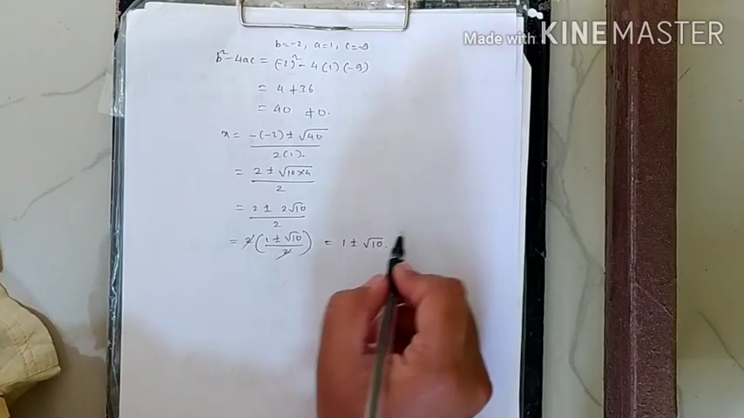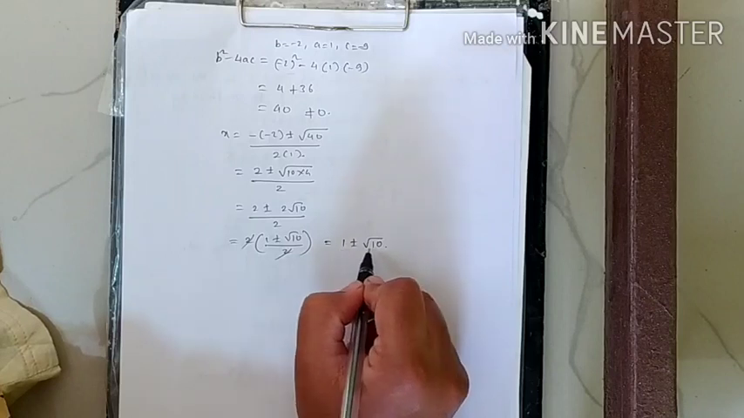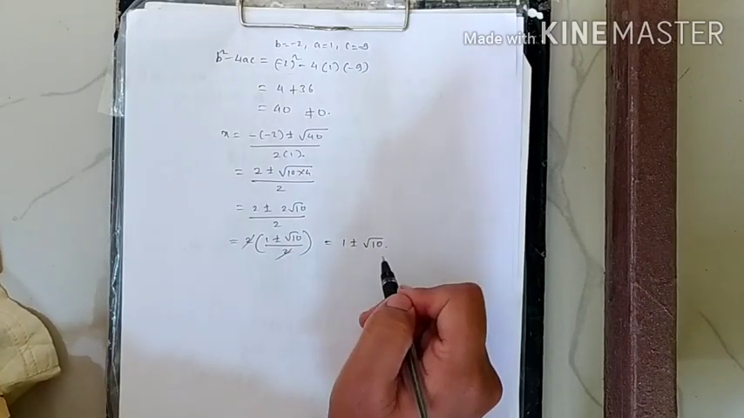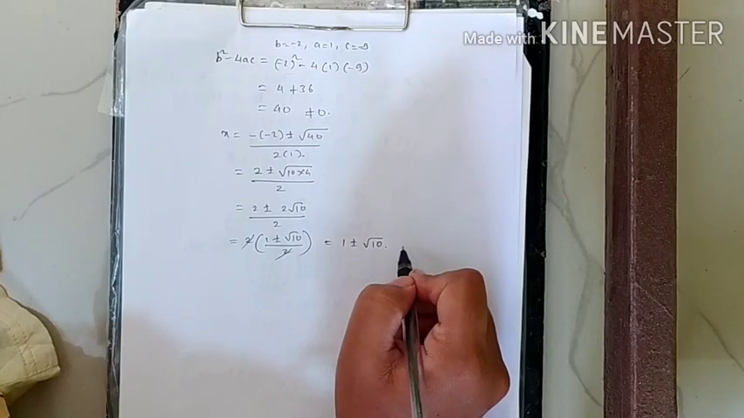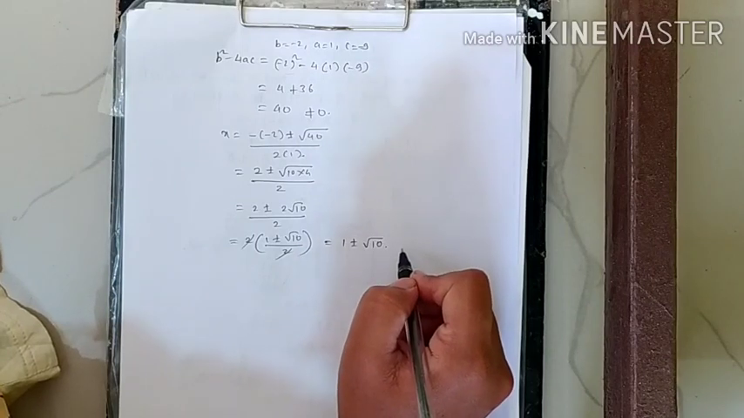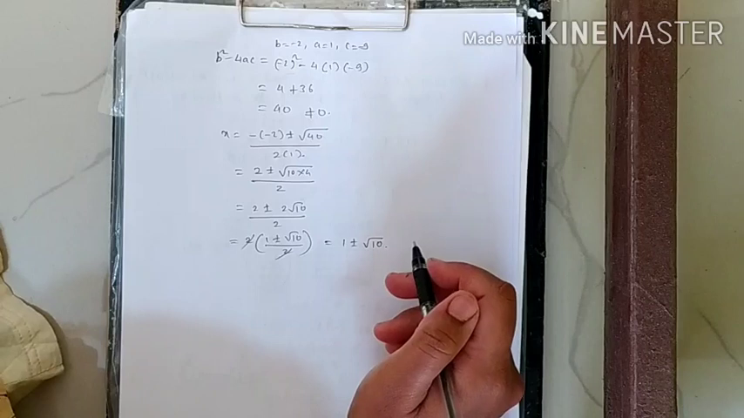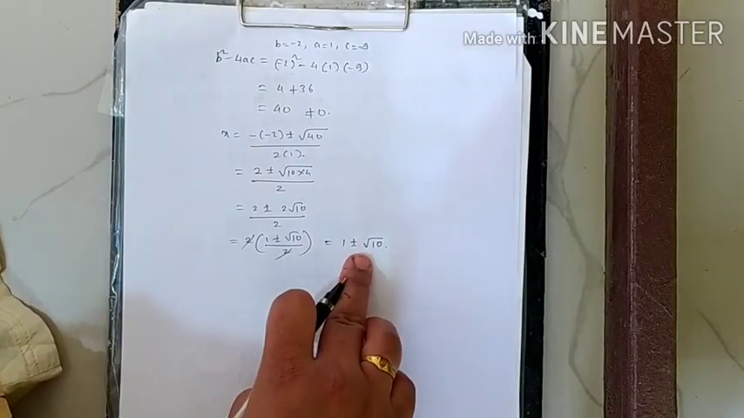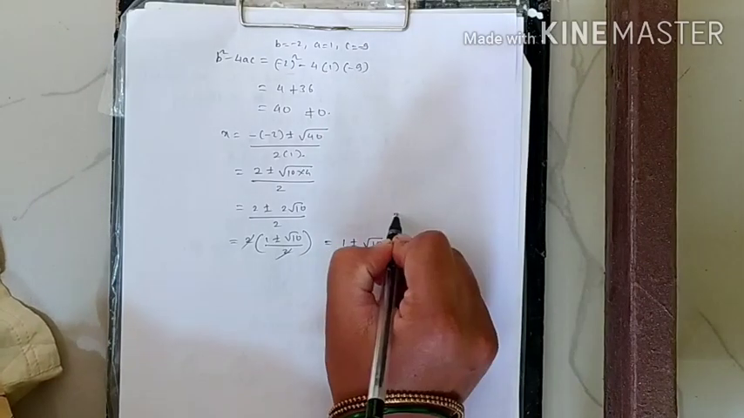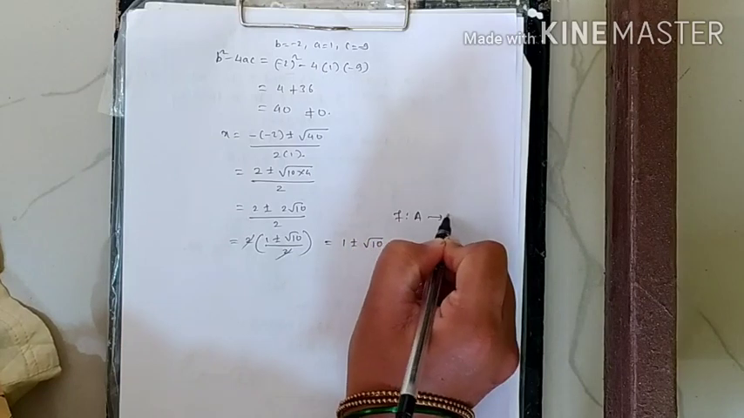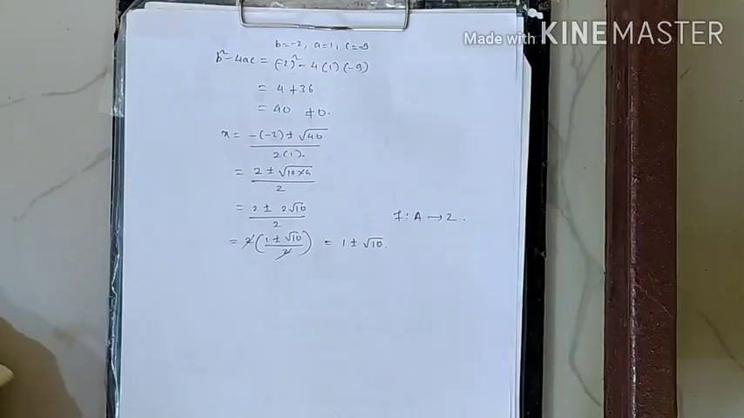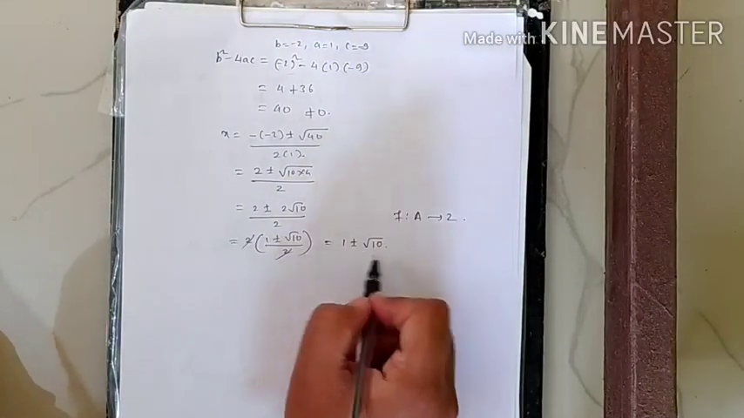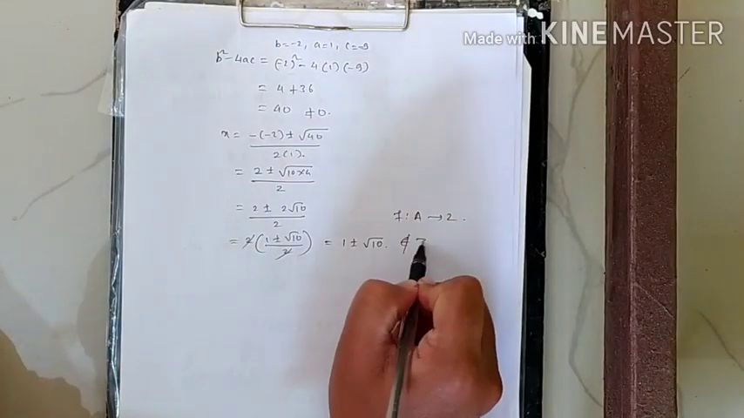Now student, this 1 plus or minus square root of 10 does not belong to the real numbers. Now we have taken the function f from set A to Z, not on real numbers. So in this it is a real number, but it does not belong to the set Z.